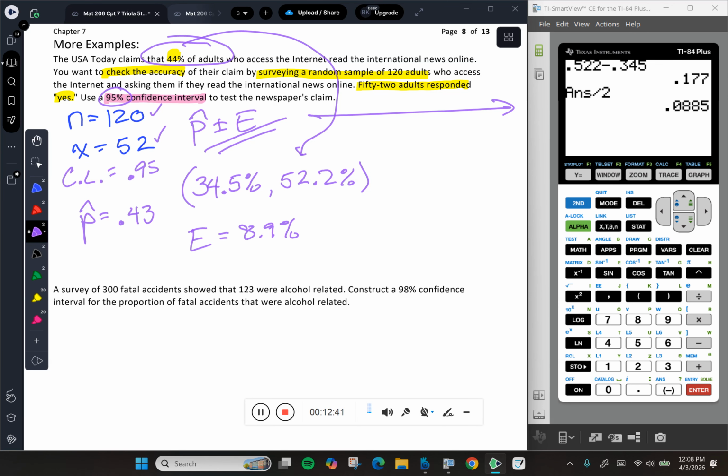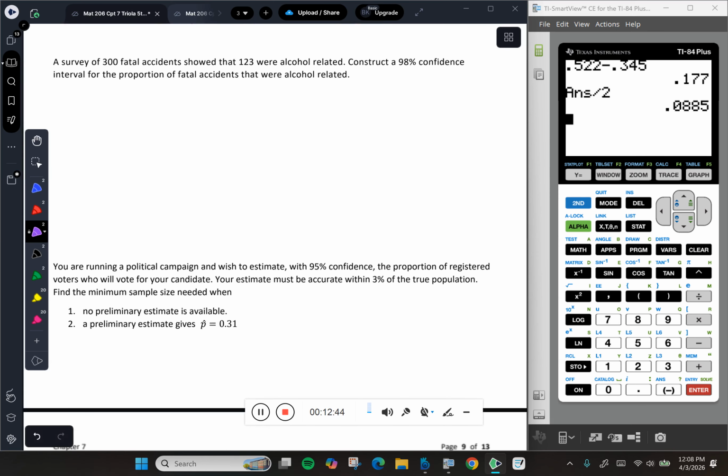Right? All right. A survey of 300 fatal accidents showed that 123 were alcohol related. So I'm just going to stop right there. Boom, I got some numbers. What is that, 300? That's our sample size. We had a survey. What's this, 123? Well, that's how many times we saw success. I hate to think that a fatal accident is success, but that's what we're counting, that's how success is defined.